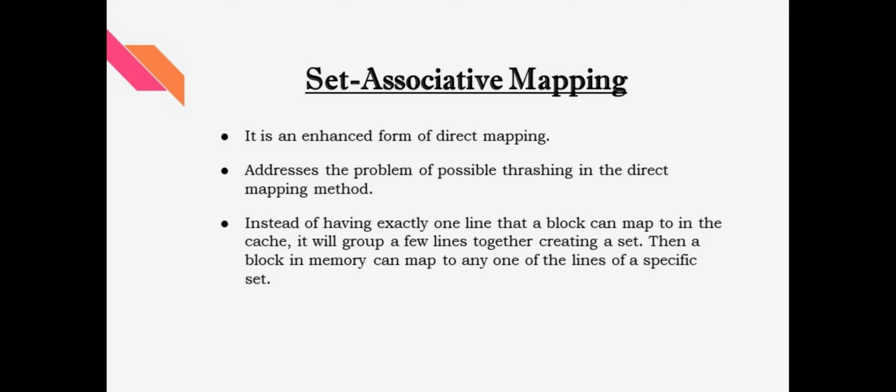Further in the discussion of cache mapping, now we will learn about set associative mapping. Basically, it is an enhanced form of direct mapping. It addresses the problem of possible thrashing in the direct mapping method. Instead of having exactly one line that a block can map to in the cache, it will group a few lines together, creating a set. Then a block in the memory can map to any one of the lines of a specific set.